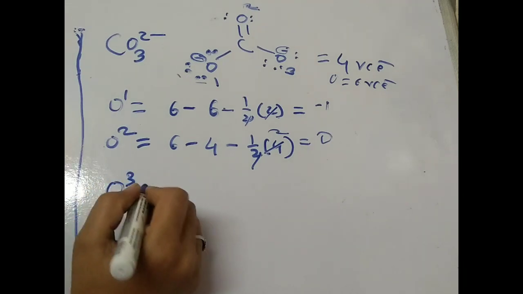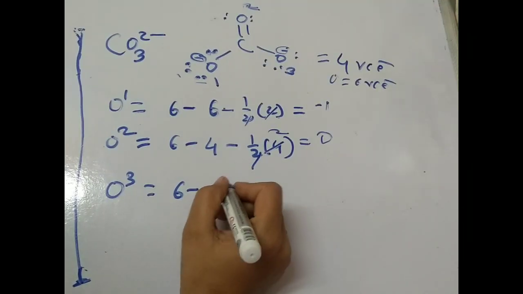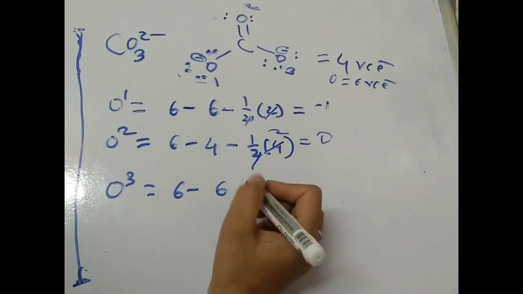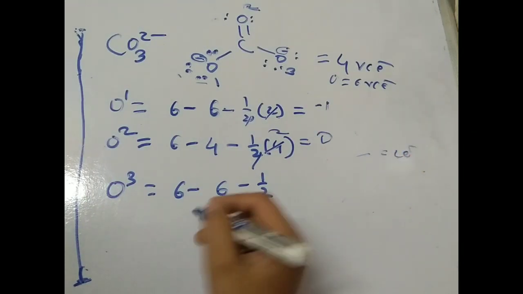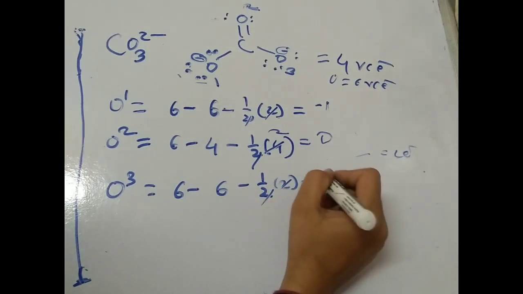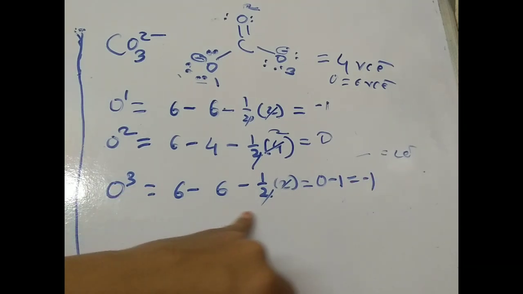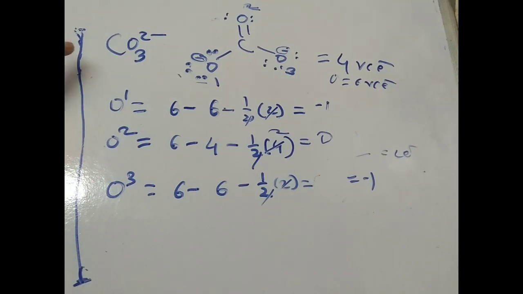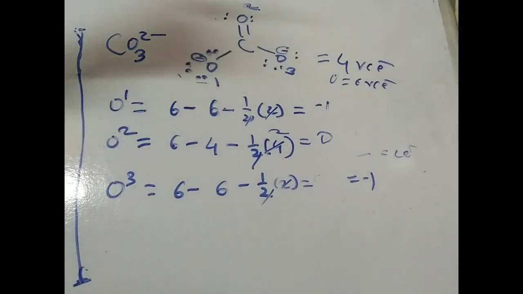Now for O3, the valence electron is also 6 minus the number of non-bonding electrons, which is 6. 3 lone pairs means 6 electrons, minus half of bonding electrons, 1 and 2. One single bond contains 2 electrons, so we can write 6 minus 6, that is 0, and 0 minus 1 equals minus 1. So this is the formal charge for the O3. Our carbon has 4 electrons, but we will calculate the formal charges on the first oxygen, second oxygen, and third oxygen. So this is the formal charge for the carbonate ion.